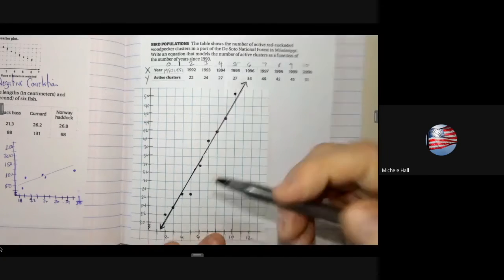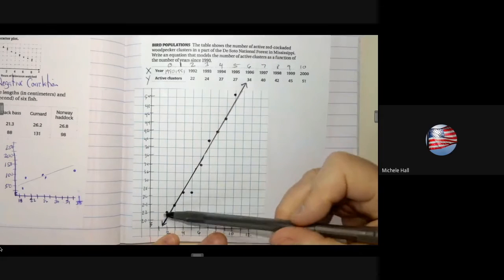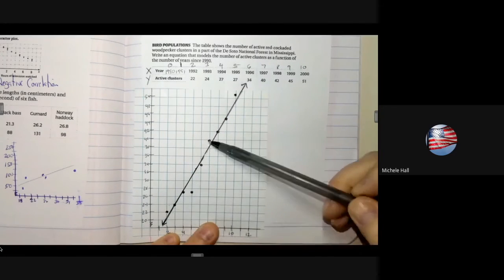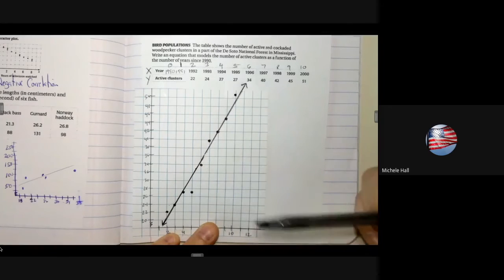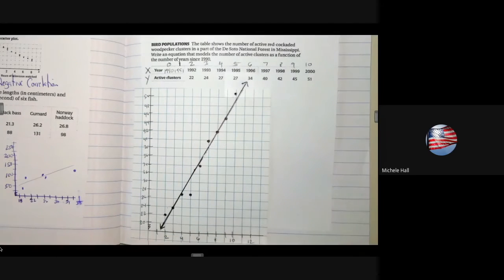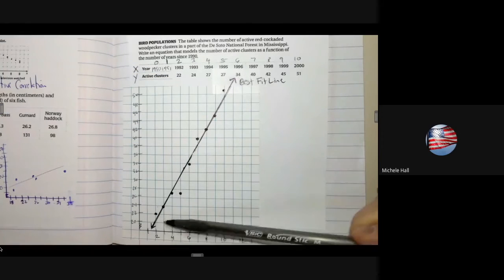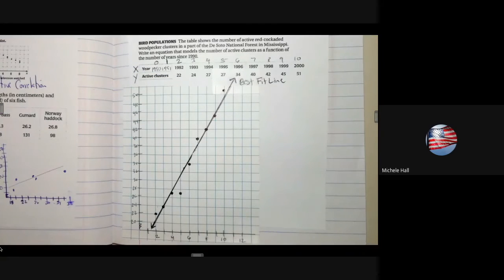All right, so it says that you should have just as many data points above the line as below the line. It's pretty close. 1, 2, 3, and then 1, 2, 3. That's pretty close to a best fit line. This is called the best fit line. It best fits our data. And now we're going to create an equation of that line.